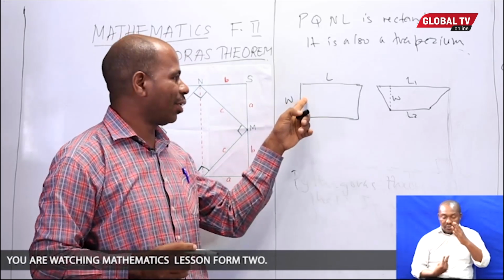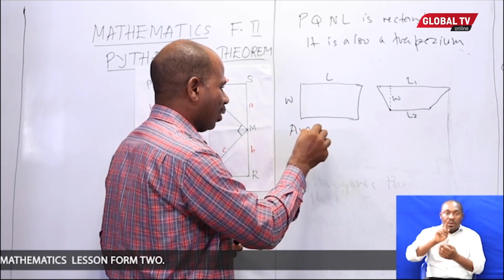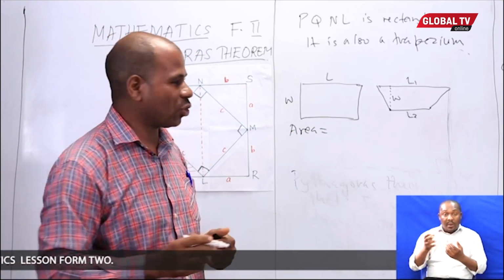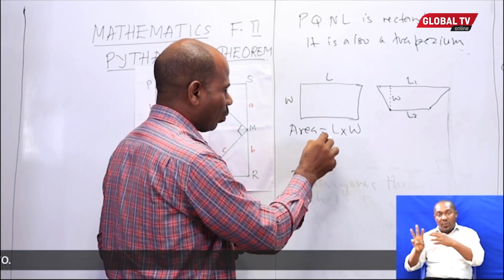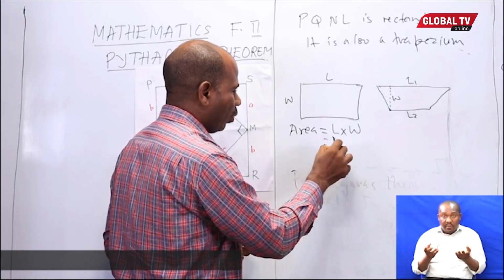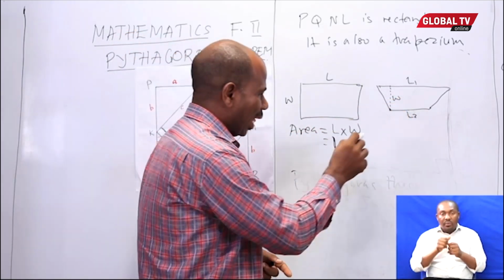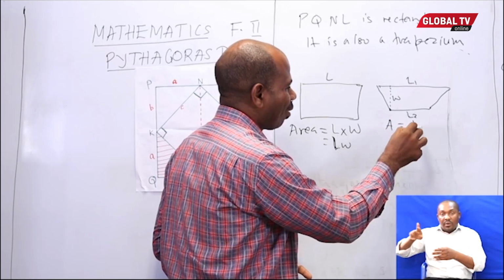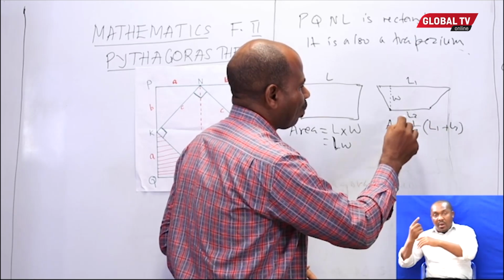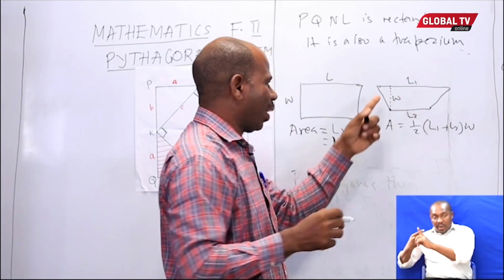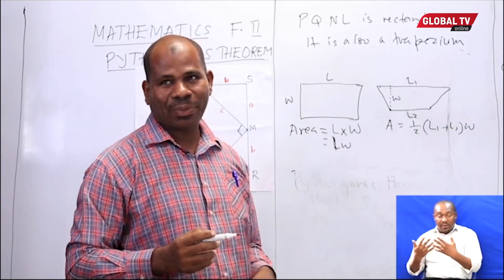The area of a rectangle is what? The area of a rectangle is length times width, L multiplied by W, which is simply LW. And what about the area of a trapezium? The area of a trapezium is half into L1 plus L2, multiplied by the height. This is the formula to find the area of a trapezium.